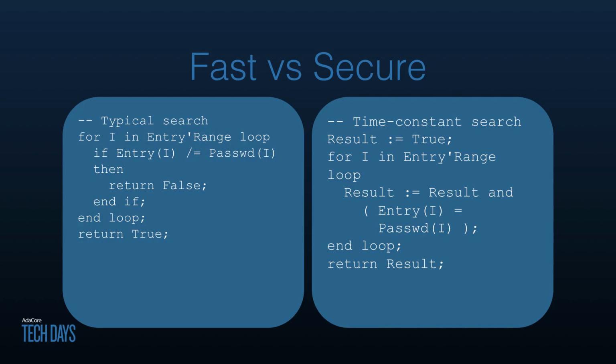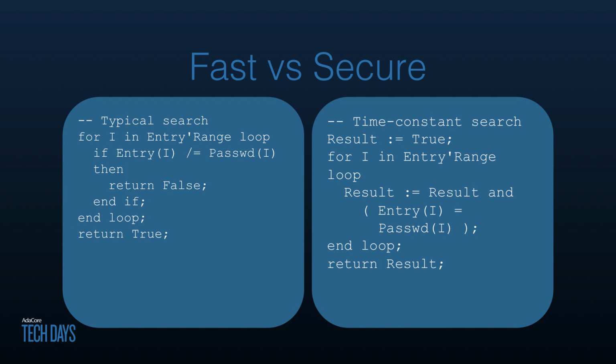So it's simple. This is what we would write in a normal search, right? If I go through the loop and the entry doesn't match, return false, otherwise return true. So if the password's 100 characters, I can return after the first, the 30th, or the 100th. I'm going to go through that loop some n number of times, which is only determined by the entry value. If I want a time constant search, it's the same concept.